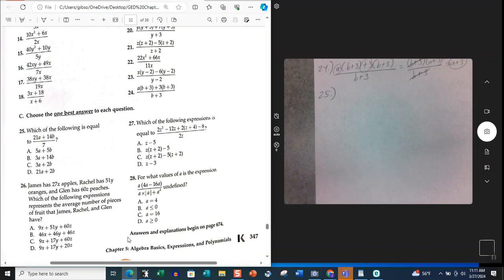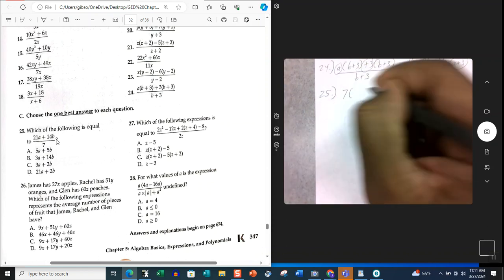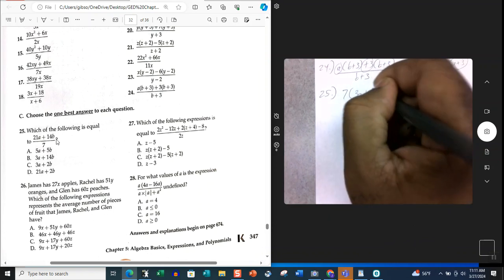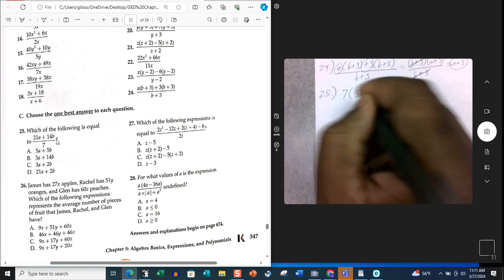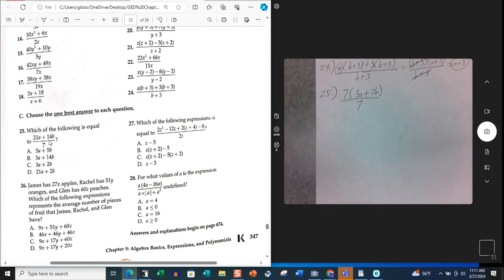Now if you notice here, a and b are different variables, so they're not like variables. So you cannot factor out a variable. But here, the 21 and 14, their greatest common factor would be 7. So you can factor out a 7, and then that would leave us 3a plus 2b all over 7.